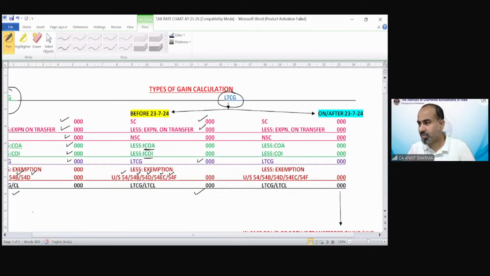Okay, so before 23rd of July, in case of long-term capital gain, we apply the indexation concept. On or after 23rd of July, this indexation concept has gone. So the calculation of long-term and short-term is parallel in case of long-term gain arising due to transfer on or after 23rd of July.